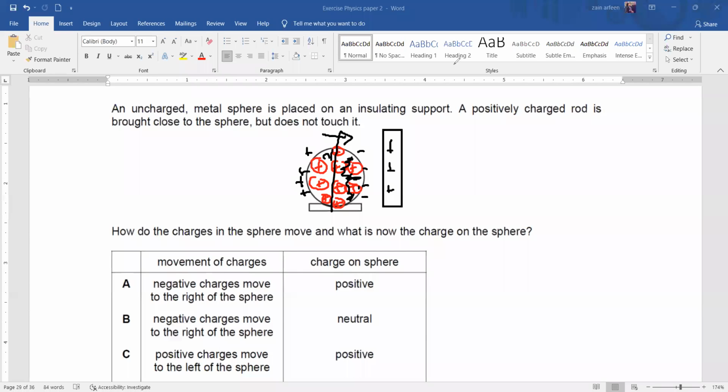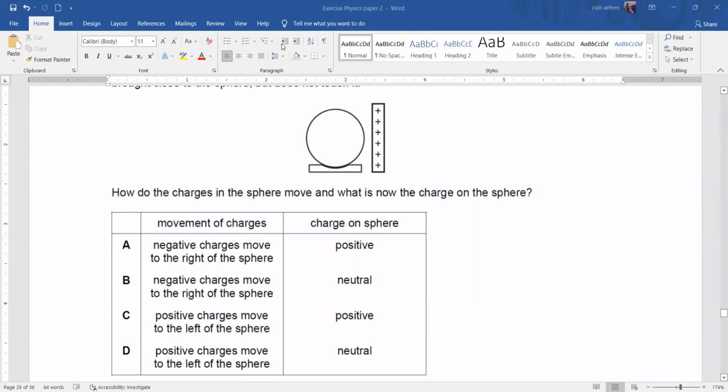So when we check the options, as we bring a positively charged rod, we will observe the electrons will shift, or negative charge will move towards the right. So it appears that the positive is on the left. How does the charge in the sphere move, and what is now the charge on the sphere?